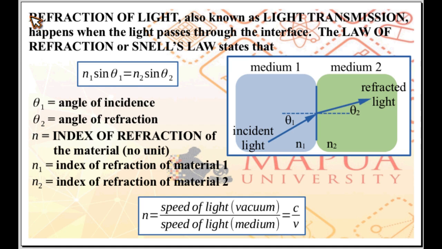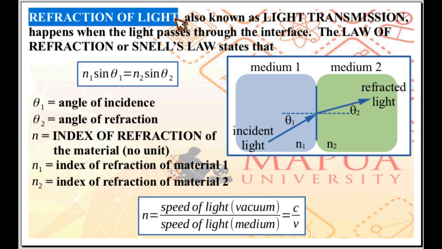On the other hand, you have refraction of light, also known as light transmission. Refraction of light happens when the light passes through the interface. So you have medium 1, medium 2, you have the interface between the two media. You have incident light. Instead of bouncing off the interface, the light passes through the interface. You have refracted light. You have the interface, you have the normal line.